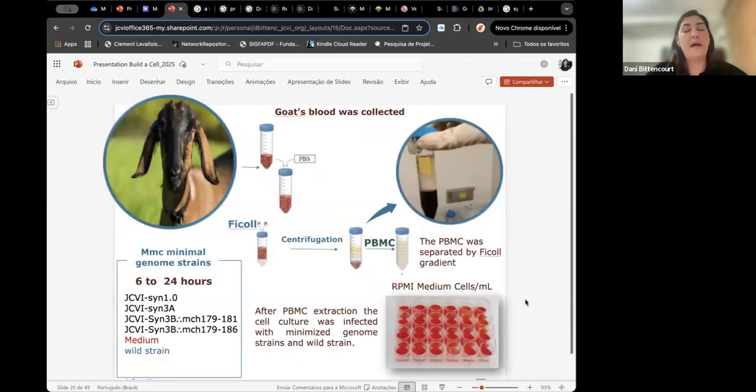So what we are doing now in partnership with the University of Bahia in Brazil is to evaluate the immunological response of the cells in the presence of PBMC cells, which are peripheral blood mononuclear cells. They are mostly composed of lymphocytes and monocytes, which are responsible for the innate and adaptive immune response. So we decided to evaluate those cells.